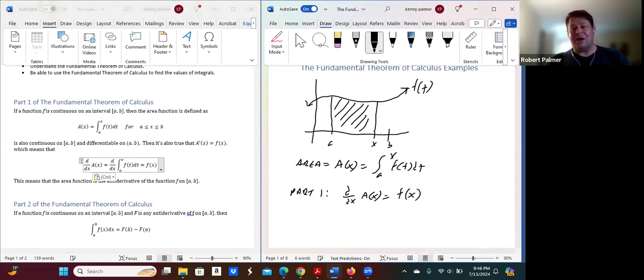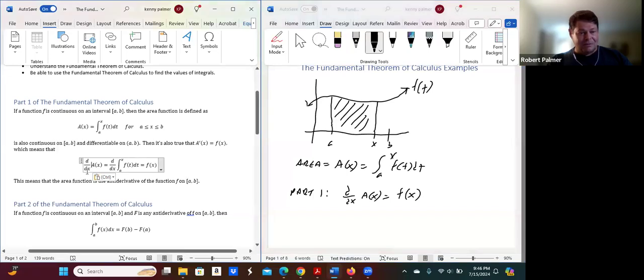If we move x back and forth, of course, it changes the area under the graph, and that changes our area function. We take the derivative of that, and it just gives us f of x.